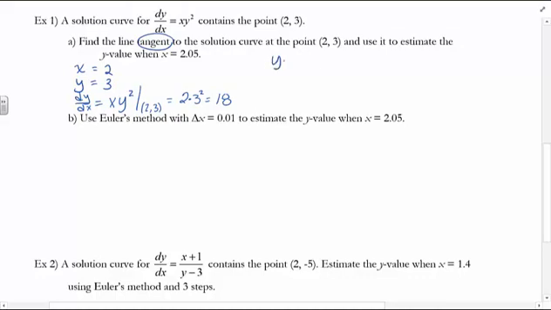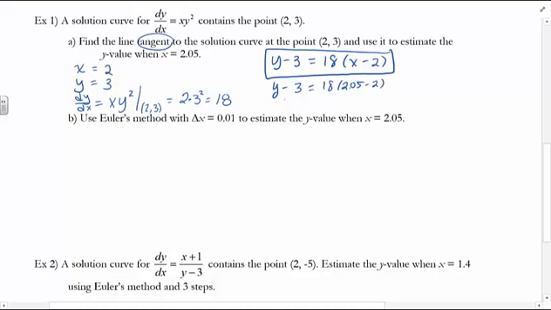So my tangent line is y minus y1 equals m times (x minus x1). And we're supposed to use that tangent line to approximate x equals 2.05. So y minus 3 equals 18 times (2.05 minus 2). Y minus 3 equals 18 times 0.05. Y equals 18 times 0.05 plus 3.